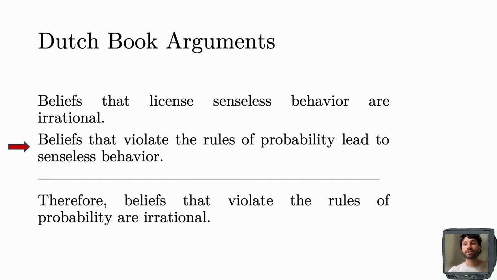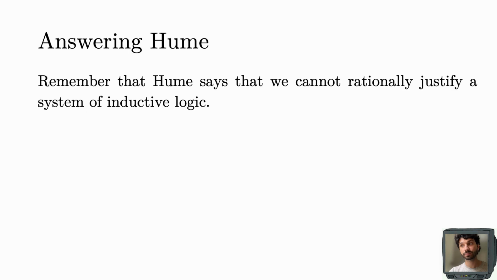it's in the second premise that we've done most of the work that in the past few weeks we've been leading up to, which is that beliefs that violate the rules of probability lead to senseless behavior. So it's a mathematical fact that if your beliefs don't cohere with probability and your beliefs are operationalized as betting behaviors, then you'll always be susceptible to a Dutch book. And so we want to say we have at least a minimal condition for rational beliefs, which is that they should follow the rules of probability.